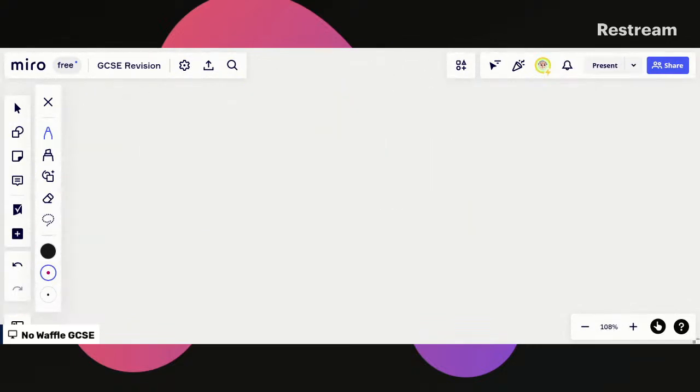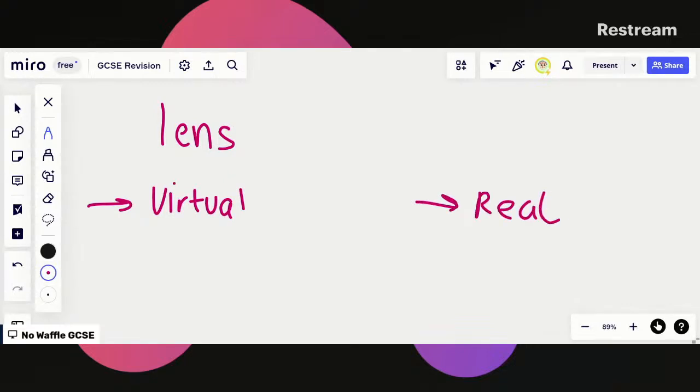So lenses can produce 2 types of images. Firstly, remember, lenses form these images by refracting light, so changing the direction of light. So lenses can form a virtual image and lenses can form a real image. A virtual image can be created when the rays are diverging.